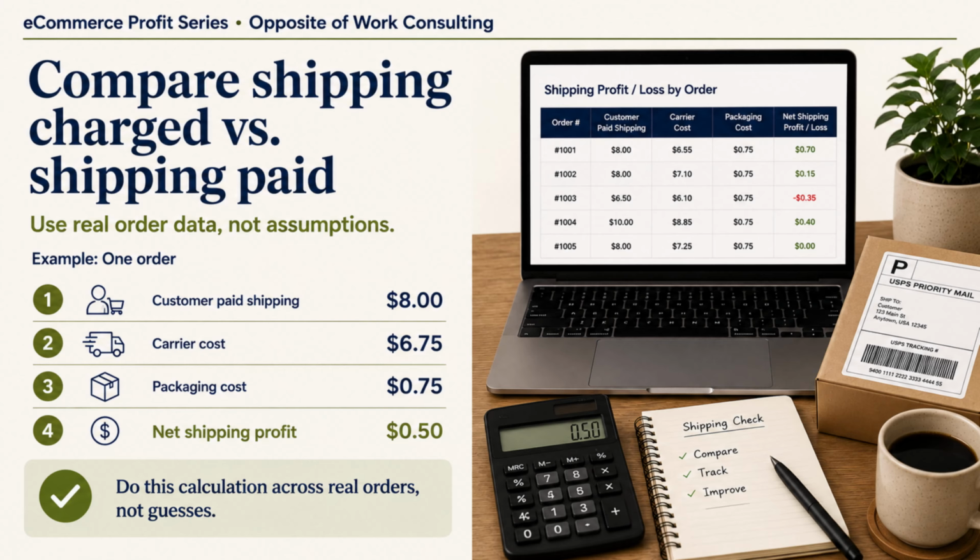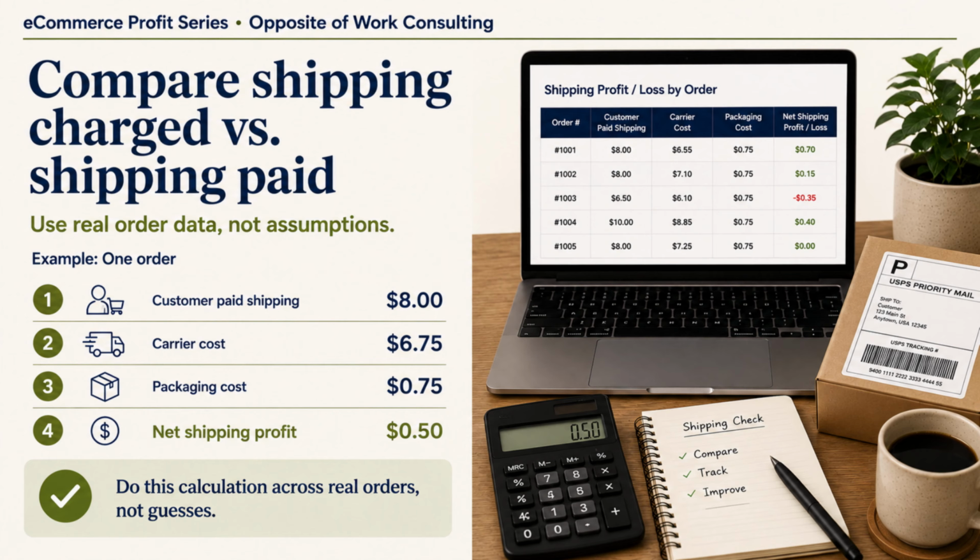The basic components are the amount that you're charging the customer, that's shipping revenue. Let's say you charge them $8 for a shipment or an order. Maybe you pay the carrier $6.75 to ship that order out. There is some packaging costs involved, boxes and so on. Let's say that's 75 cents. So in this scenario, you might have a 50-cent profit on that particular order.